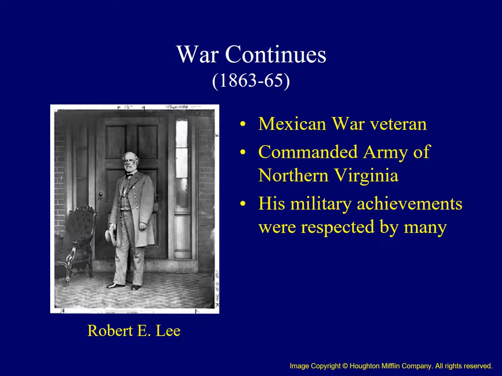Lee was a veteran of the Mexican War who was loved by his troops. As commander of the Army of Northern Virginia, he was noted for his military skill. Lincoln actually offered him command of the Union Army before his home state of Virginia seceded.